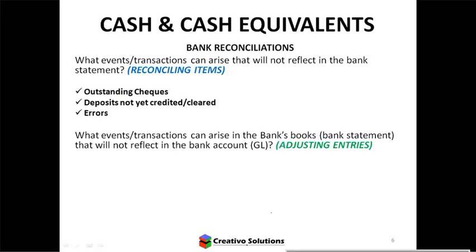What else? Bank interest, isn't it? Bank charges? Yeah, bank charges. Okay, what happens with the bank charge? Isn't it only given to you the next month or something? Okay, where do you see the bank charge? On the bank statement.